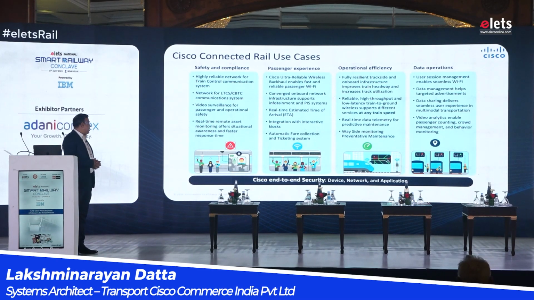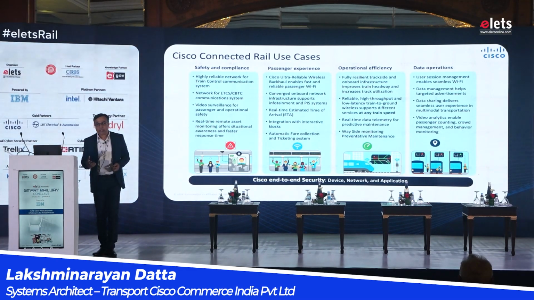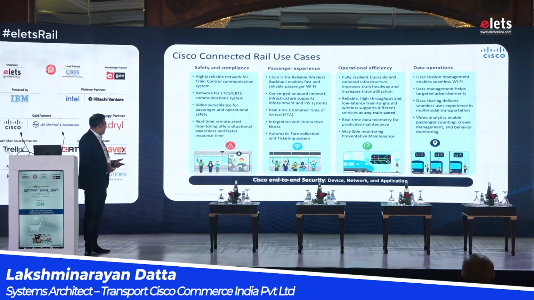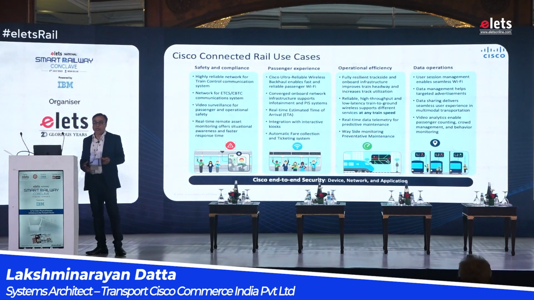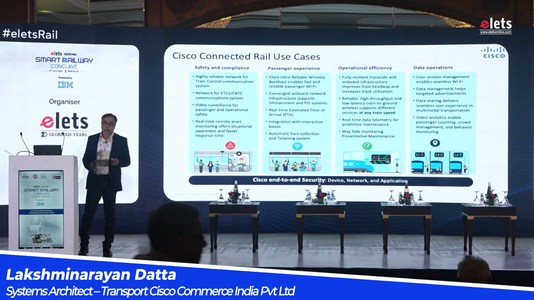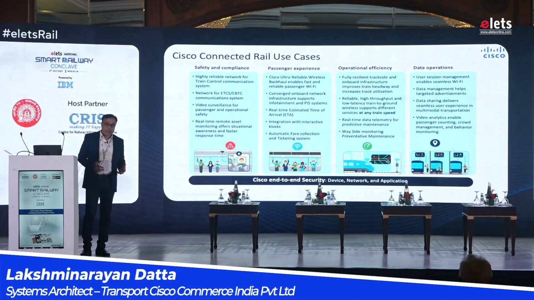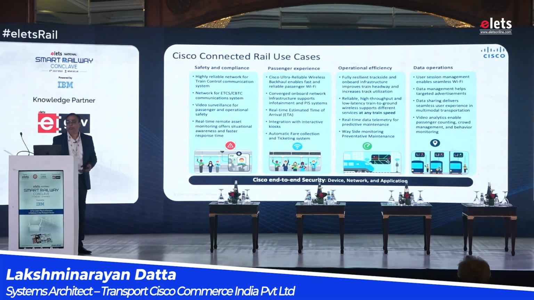Another is the video surveillance system for passenger and operational safety, inside the train as well as in the station premises. The third one is real-time remote asset monitoring. It is very much required because asset monitoring and maintenance is one of the major aspects of any mission-critical operation. So that has to be connected inside the train, in the station premises and trackside, and how it is connected, whether some kind of OT has to be connected also. IoT edge devices are also required for that. I'll show that.